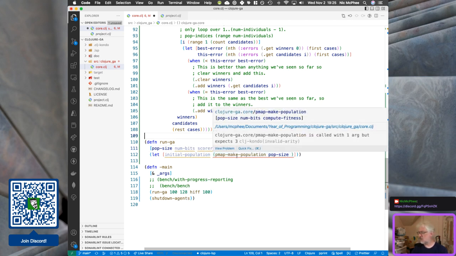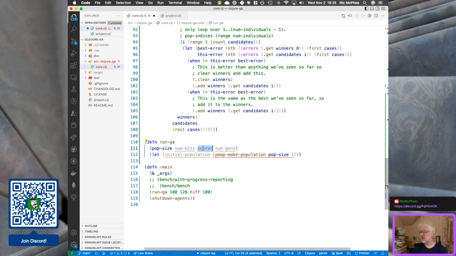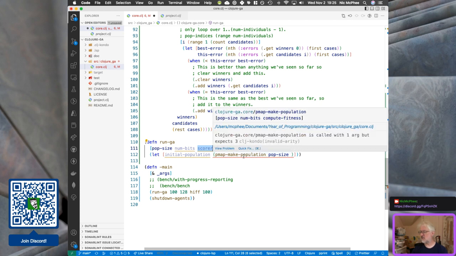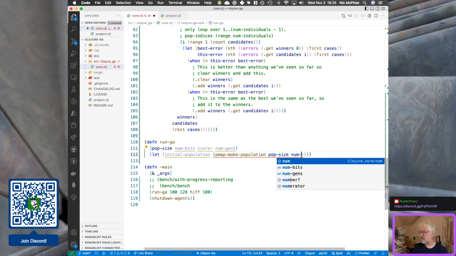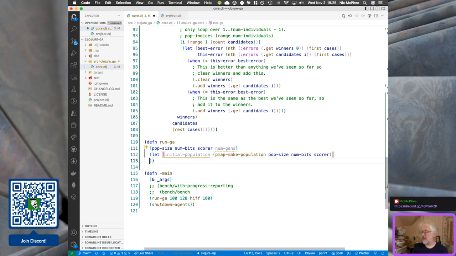And then what did I call the score? I called it compute fitness. I kind of like score better. I think I might keep score and actually maybe should change that elsewhere. So this takes num bits and the scorer. So that's going to be the initial population. And then we want to do a certain number of generations, and at each generation, we want to print something about the state of play.